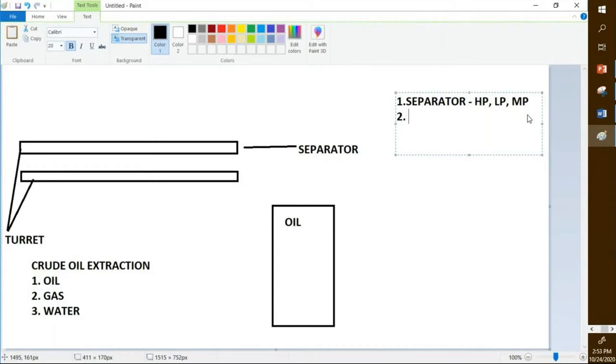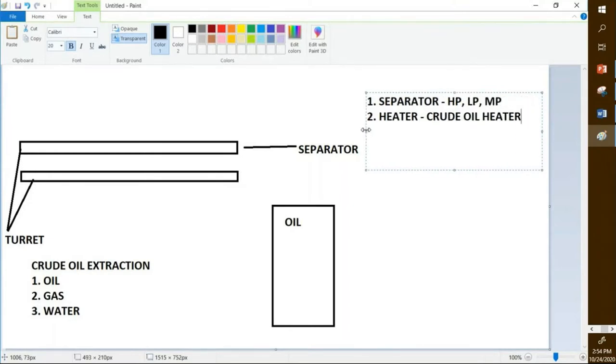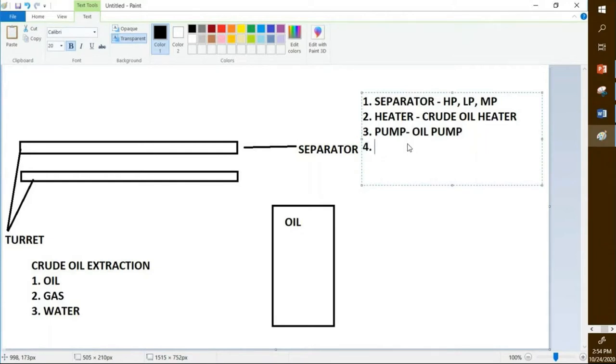Then what are the next equipment you can see? The heater, or coalescer. Heater, it's a crude oil heater. We can tell, the crude oil heater will come. Yes. Then pump. The oil pump will come into the picture. Then the electrostatic coalescer you told.